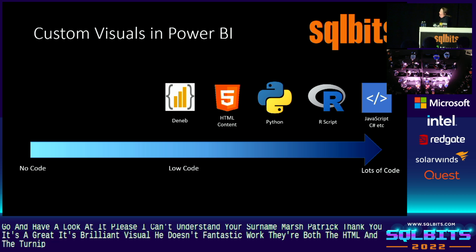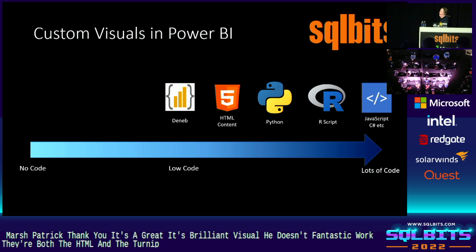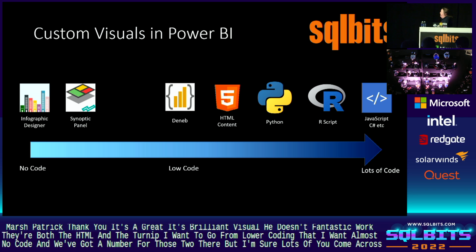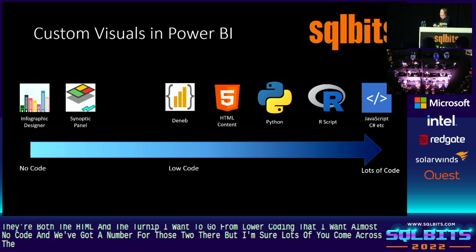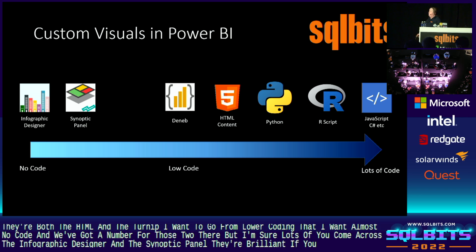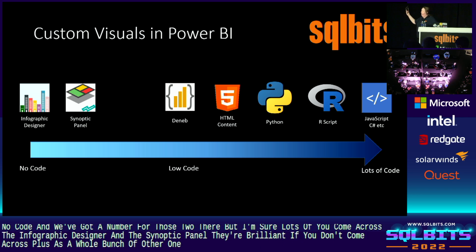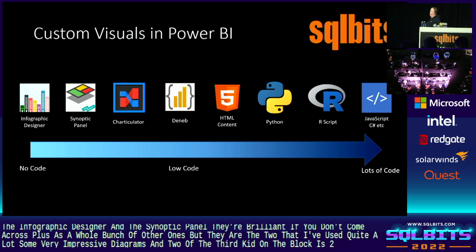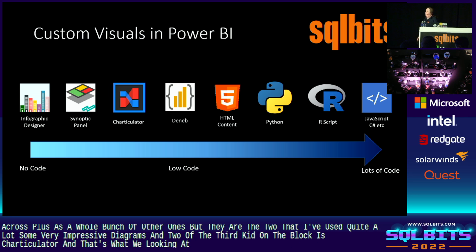So then we go, well, I want to go even lower code than that. I want almost no code. And there are two there that I'm sure lots of you have come across, the infographic designer and the synoptic panel. They're brilliant if you haven't come across them. Plus there's a whole bunch of other ones, but they're the two that I've used quite a lot. Some very impressive diagrams. And to add the third kid into the block is Charticulator. And that's what we're looking at today. Okay.